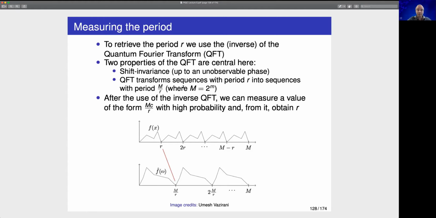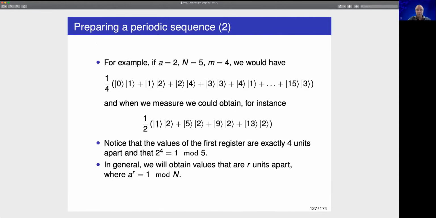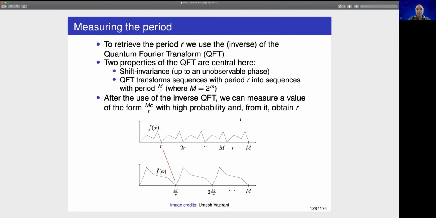And the other property that is interesting is that this quantum Fourier transform moves the period, here we have a periodic sequence, moves these sequences of period R to sequences of period M over R. Okay, so this is something that you can see here in this graph. In this function, we have a period of R, and now after we compute the quantum Fourier transform, we have a period of M over R. Okay, so these are properties that you can check.